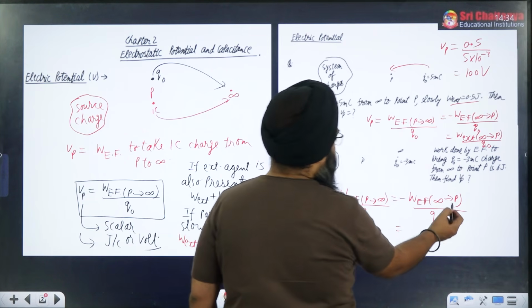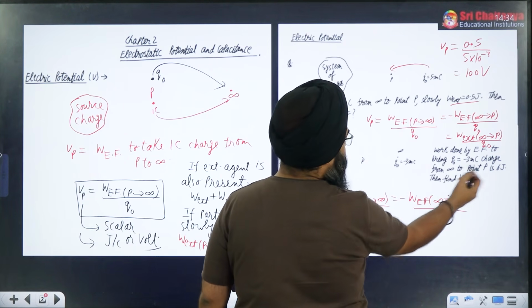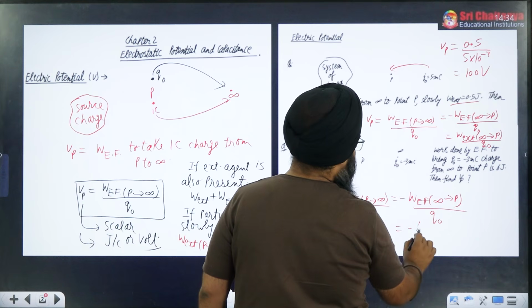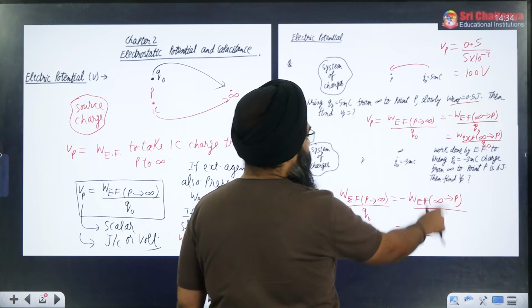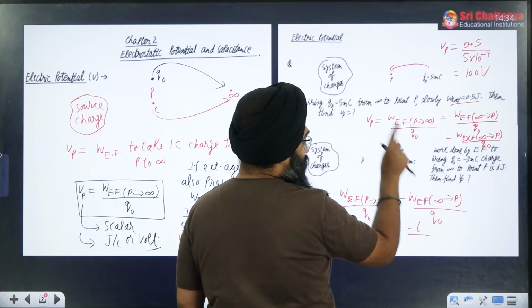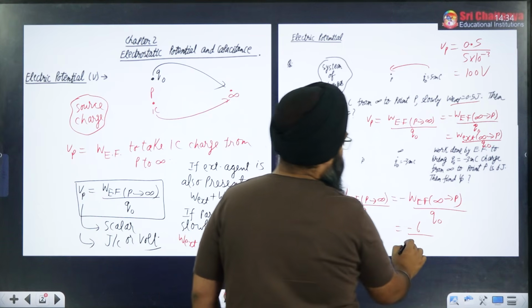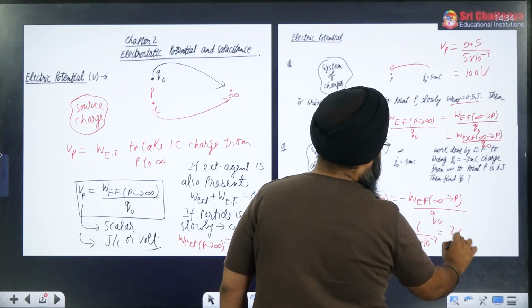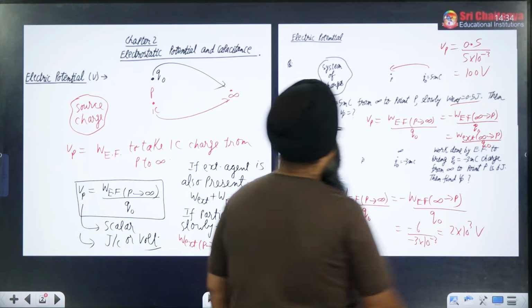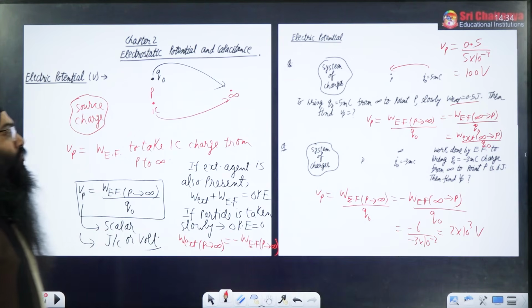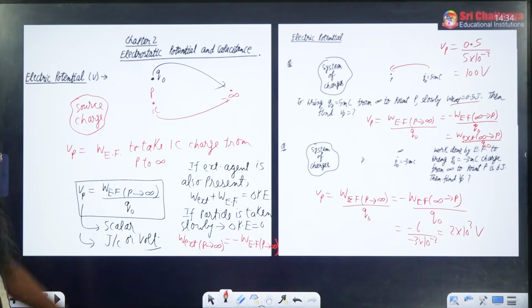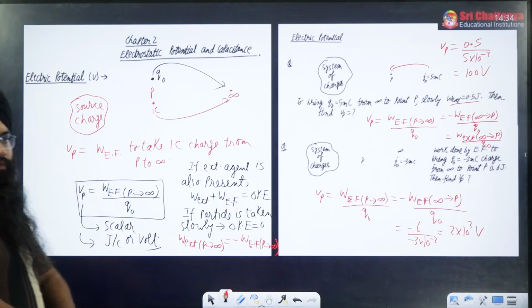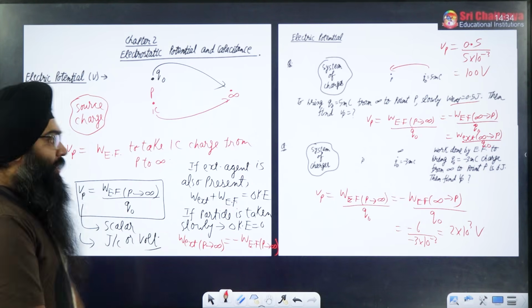Now, do you know what is the work done by electric field from infinity to P? Yes, it is there. It is 6. So it will be minus 6 divided by Q naught, which is how much? Q naught is minus 3 millicoulomb. Always put the charge with sign. So it will be minus 3 into 10 to the power minus 3. So this will be 2 into 10 to the power 3 volt. So this is how you can calculate the values of these particular quantities based on this simple definition of electrostatic potential. I hope it is clear.